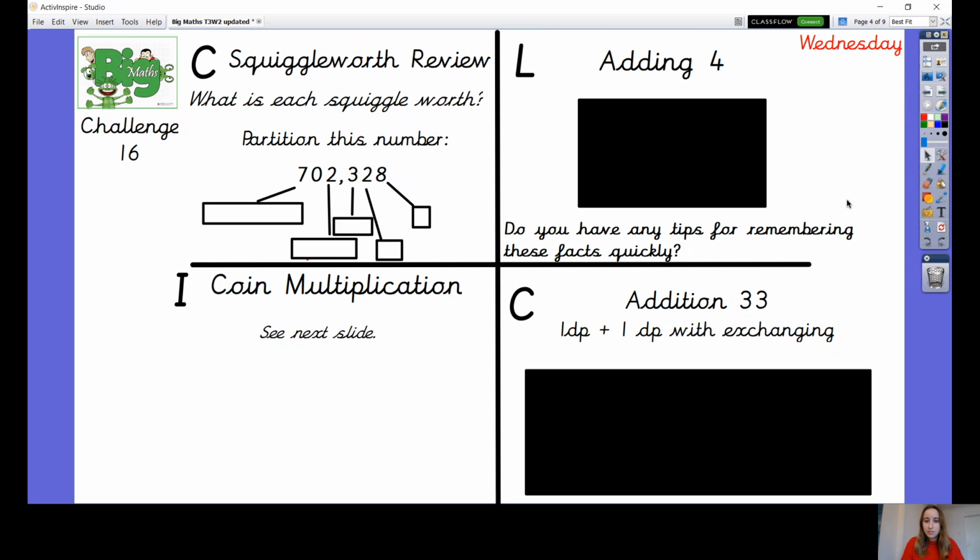So for our CLIC skills today, we're starting off with counting. We're looking at Squiggleworth this week. Just like yesterday, we are thinking, what is each squiggle worth? So here's my number. It's a 6-digit number. I wonder if you can say it out loud or maybe say it in your head first of all.